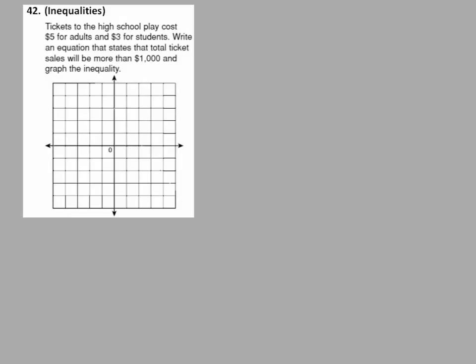Tickets to the high school play cost $5 for adults and $3 for students. Write an inequality that states that total ticket sales will be more than $1,000, and graph this inequality.